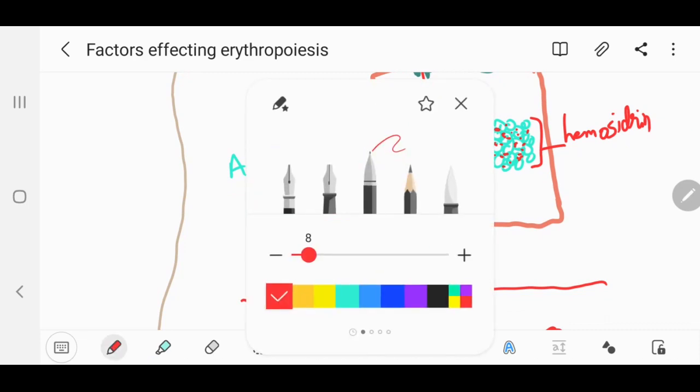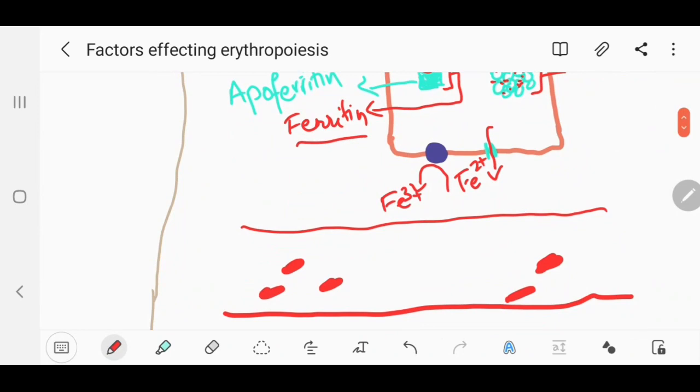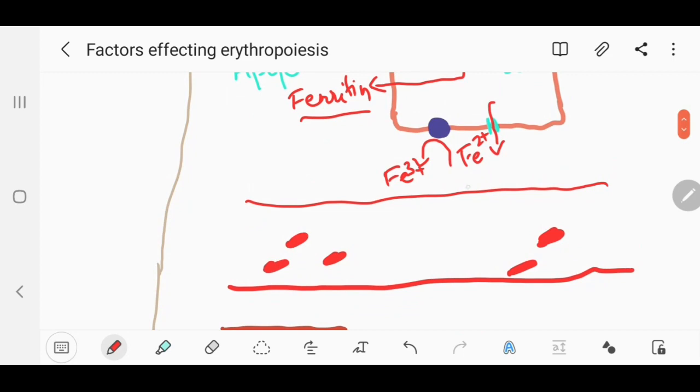Now let's discuss how this iron will enter into the bloodstream. As ferritin is the stored form of iron, this ferritin gets digested by lysosomal action. Lysosomes cause the release of iron from the apoferritin, and hence this iron will then move through channels at the basolateral end of the duodenal cell out of the cell into the interstitium, and this ferrous ion will then be converted by an enzyme into the ferric ion. Let's make it a bit clear.